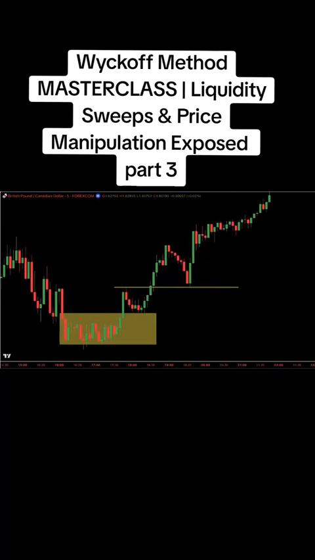So remember, during a markup phase, you identify the previous resistance level that was broken. You wait for a retracement back to that level. The resistance becomes support, and once the market reaches it, you wait for a candlestick pattern to appear.